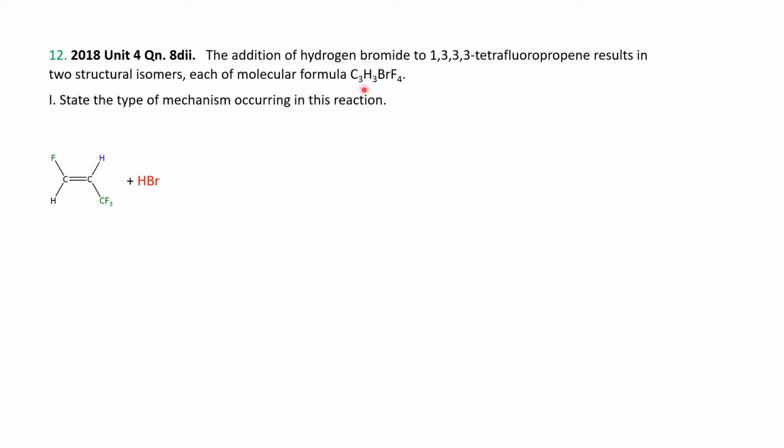In each case, we can see we've still got 3 carbons. Now we've got 3 hydrogens. We did have 2, so the third hydrogen's been added on. Still got 4 fluorines and now the bromine. So we're adding HBr onto this. Now, if we're going to have 2 possible structures, then you can either put the bromine on carbon 2 or the bromine on carbon 1. That's the only way you can get 2 structural isomers.